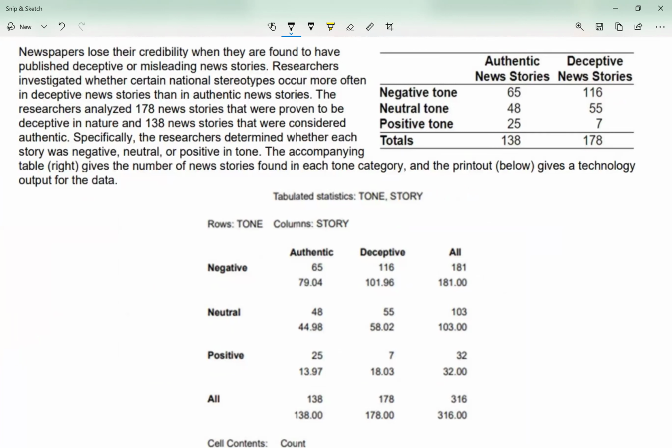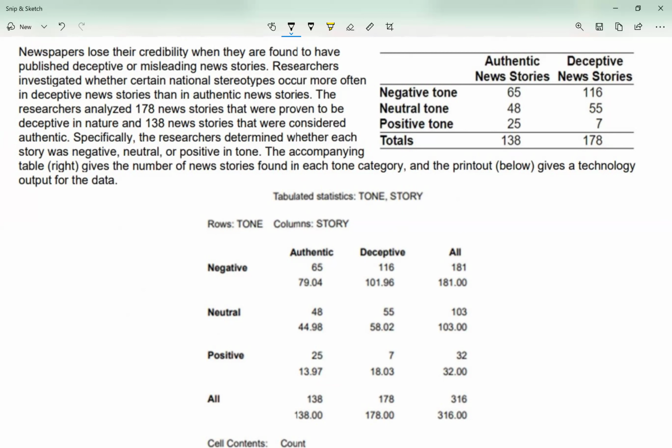Newspapers lose their credibility when they are found to have published deceptive or misleading news stories. Researchers investigated whether certain national stereotypes occurred more often in deceptive stories than in authentic stories. The researchers analyzed, in this case, 178 news stories that were proven to be deceptive in nature and 138 news stories that were considered authentic. Specifically, the researchers determined whether each story was negative, neutral, or positive in tone.